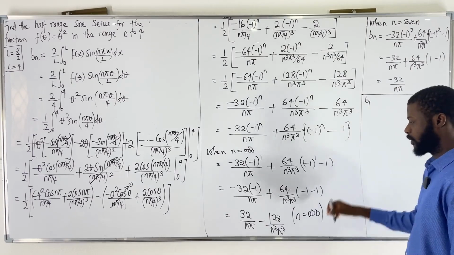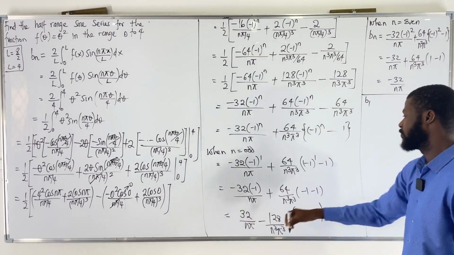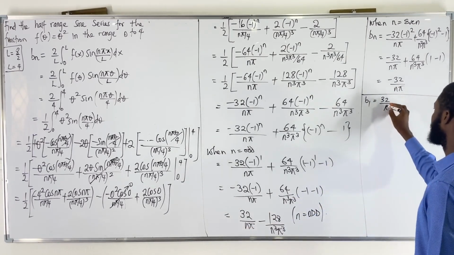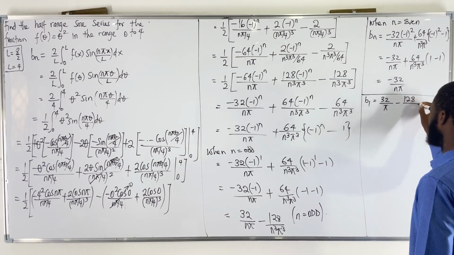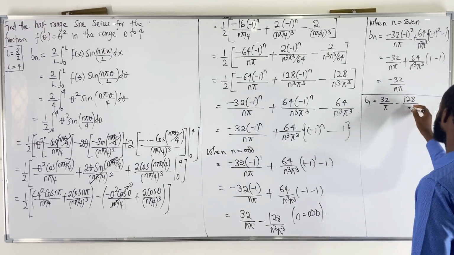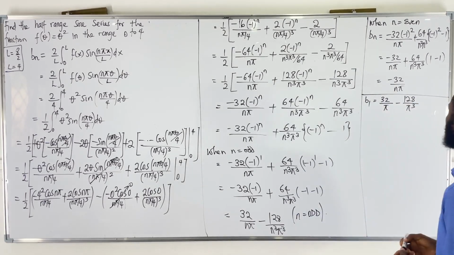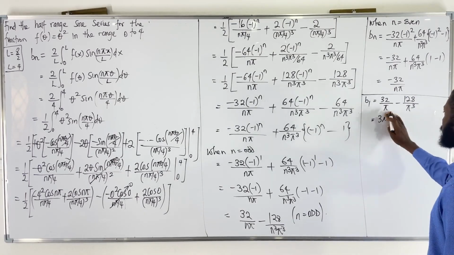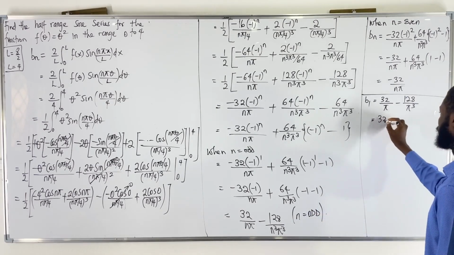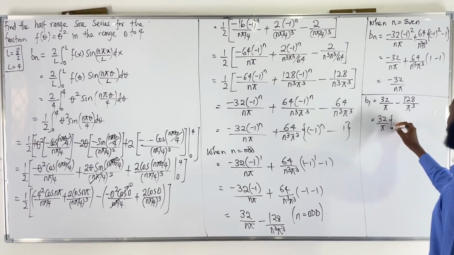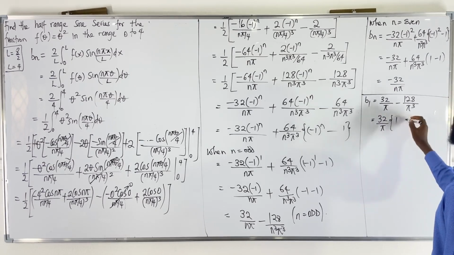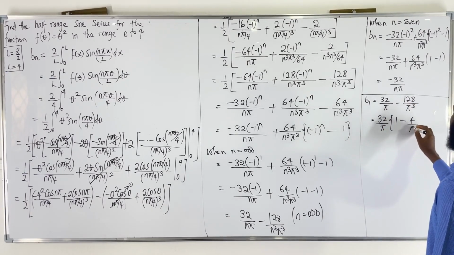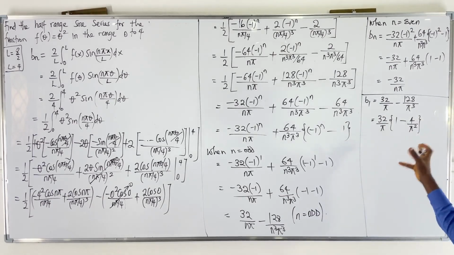So 1 is odd. So when n is odd, we are having this value. So this will be 32 over 1 times pi is pi, and then minus 128 divided by, this is pi, right? So this will be pi cubed. So this is what we have. Now, to simplify this whole expression, as you can see, 32 over pi will be common. So that's why I was like, maybe I should just factorize that. So 32 over pi is common. Then I'm going to open up a bracket. This will then become 1 minus 128 divided by 32 is 4. So this will be 4 over pi squared. So I could just leave my b1 like that.